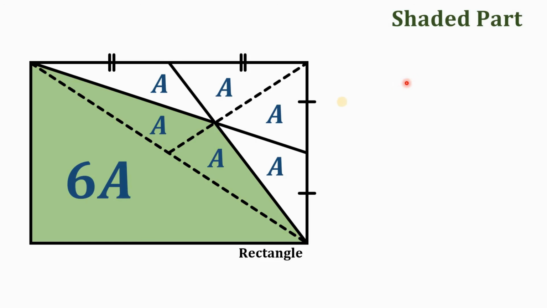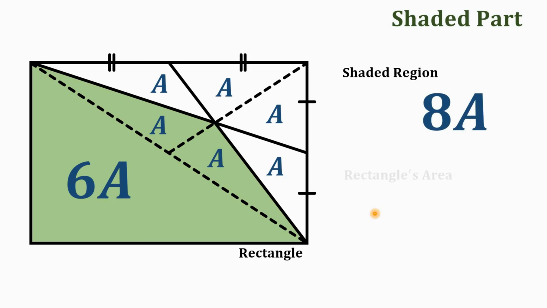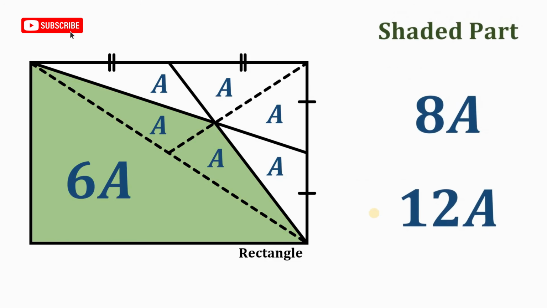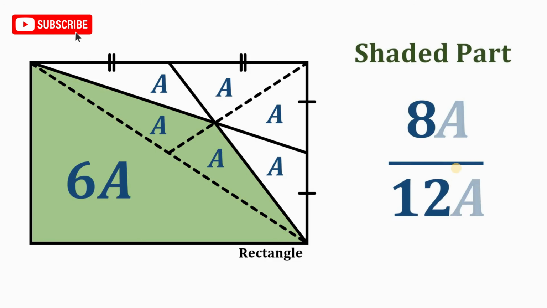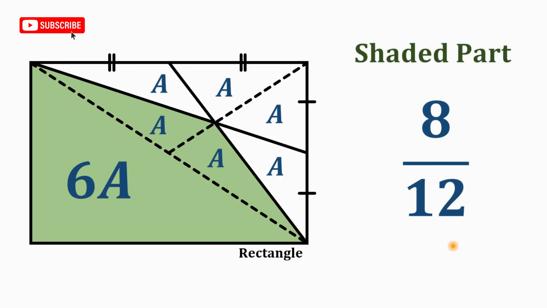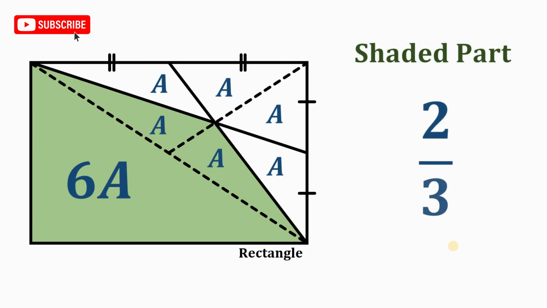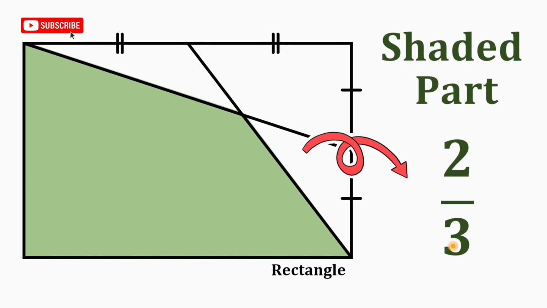Now, to find the shaded part, what we're going to do is find the area of the shaded region. This is equal to 6A plus A plus A, or 8A, and we divide this by the area of the whole rectangle, which is equal to 12A. So the shaded part is simply equal to 8A over 12A. Now, the A cancels out, so this simplifies to 8 over 12, and if we simplify 8 over 12, this will give us 2 over 3, and that is our answer to this question.